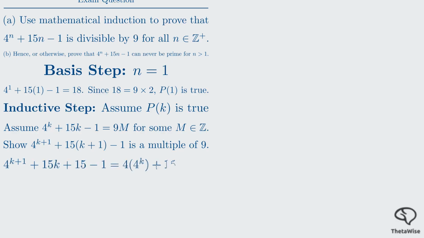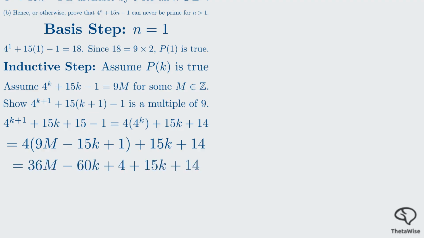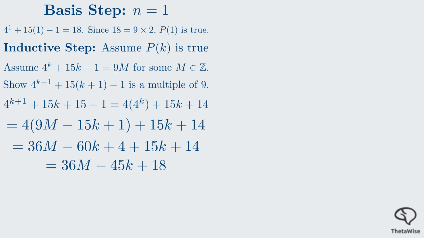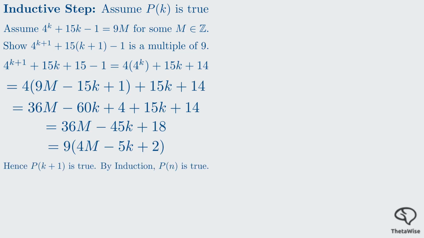Let's expand the expression for k plus 1. We get 4 times 4 to the k plus 15k plus 14. To use our inductive hypothesis, we replace 4 to the k with 9m minus 15k plus 1. Expanding the bracket gives 36m minus 60k plus 4 plus 15k plus 14. Simplifying terms yields 36m minus 45k plus 18. Finally, we factor out the 9 to get 9 times the quantity 4m minus 5k plus 2. This is clearly a multiple of 9, completing the inductive step.